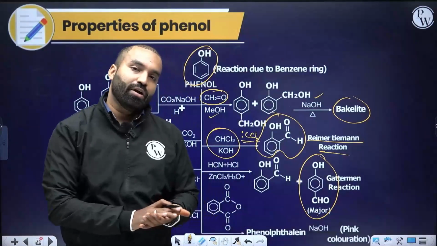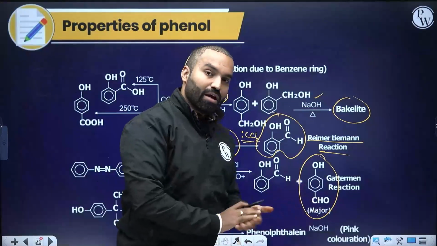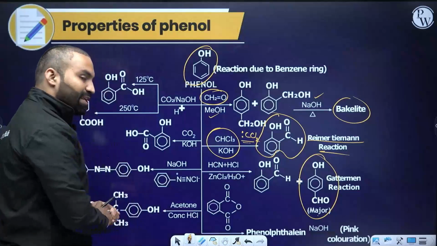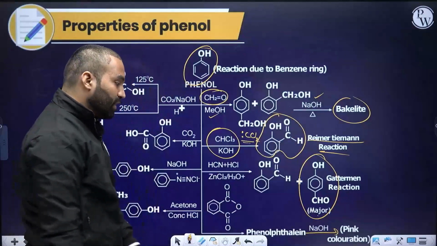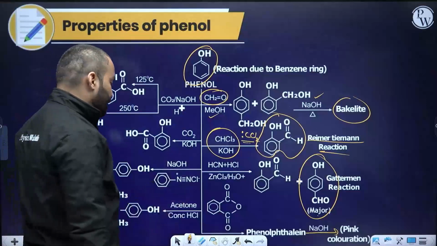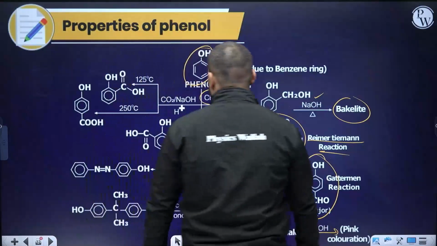Phenolphthalein, this is a test for the presence of phenol, a pink color compound obtained in the presence of NaOH. When you add NaOH, then you get pink color. In neutral condition, there will be absolutely no color to the phenolphthalein obtained.